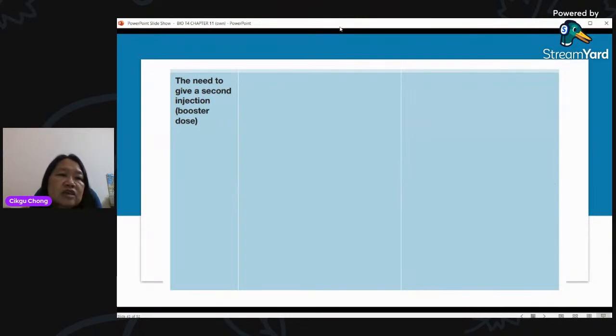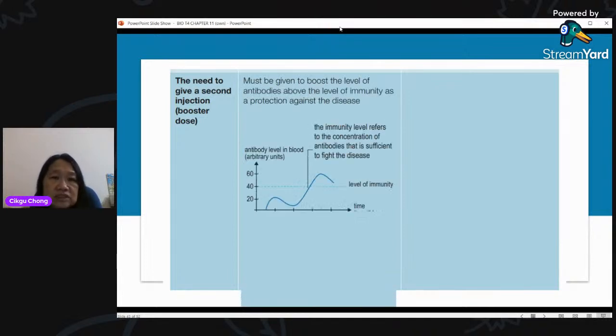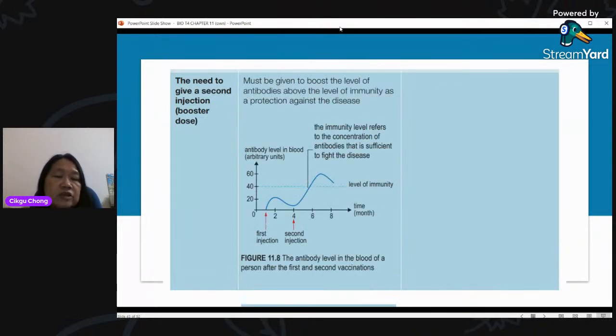The need to give a second injection, that means the booster dose. So both may need booster doses. For the first one, recognize the shape of the graph. This is important. The questions have been given before. They just show you the shape of the graph, and you are supposed to identify the type of immunity based on the shape of that graph.